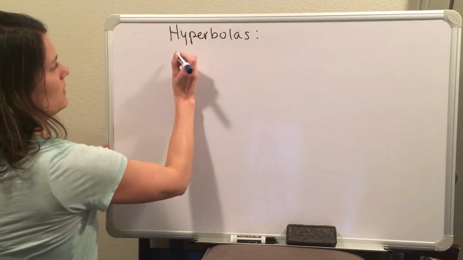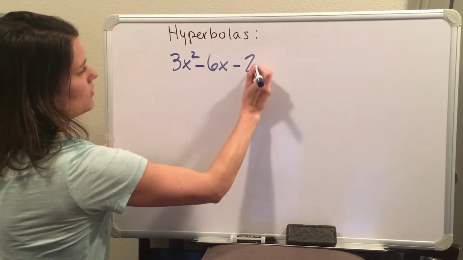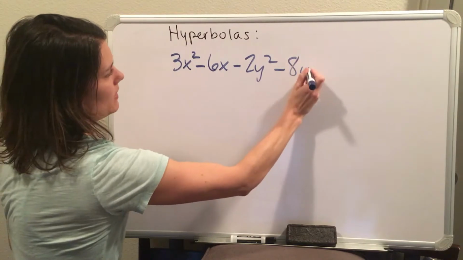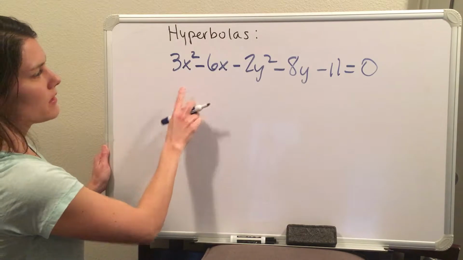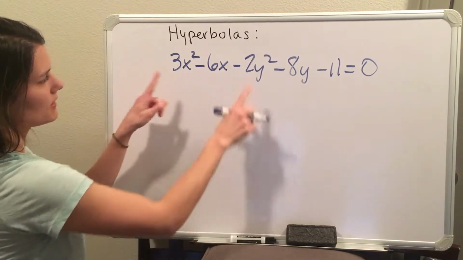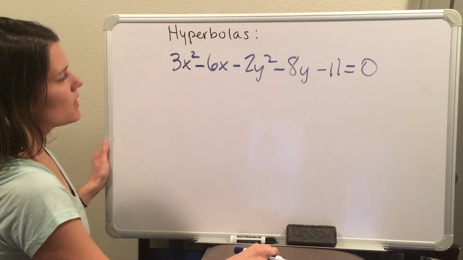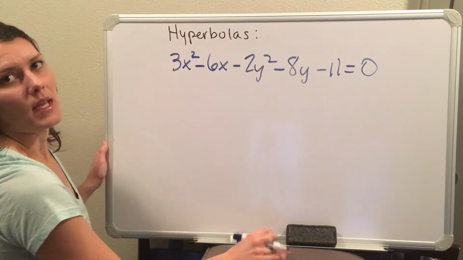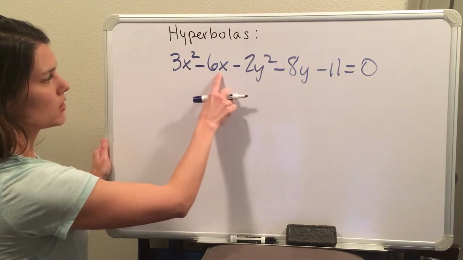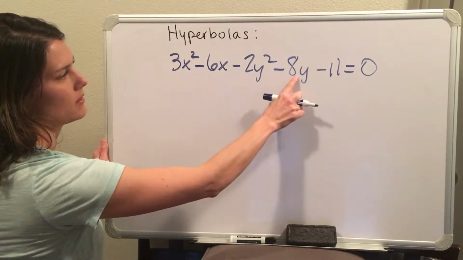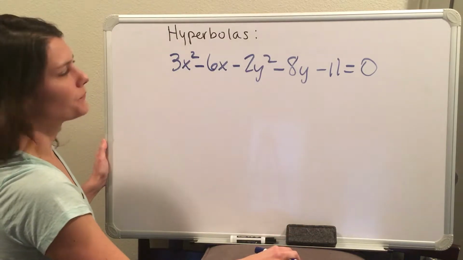Okay. I have 3x squared minus 6x minus 2y squared minus 8y minus 11 equals 0. So this is a hyperbola. I can tell because I have two squared terms and one of them is negative. But this is not in our standard form, so we can't just look at it to get our parts. Make sure that you have your x terms grouped together as well as your y's. And we need to complete the square to be able to get it into the standard form.